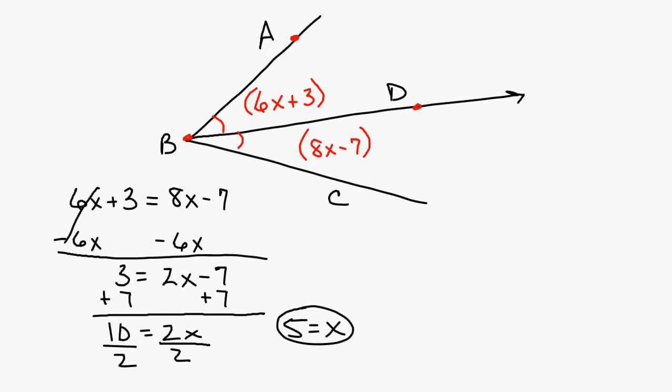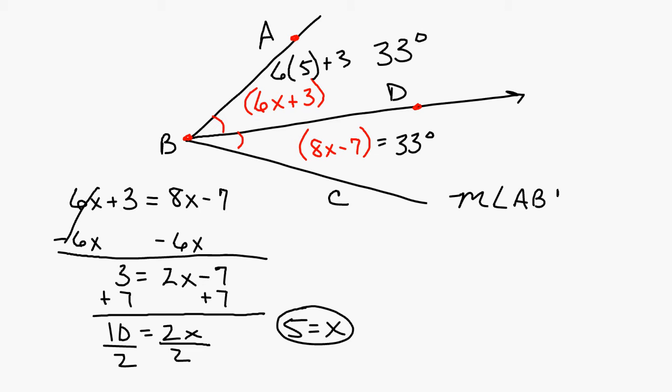If 5 is equal to x, you go back to where the x is in the expression and you substitute. So you do 6 times 5 plus 3. And 6 times 5 is 30, plus 3 is 33. So this angle is 33 degrees. If ABD is 33 degrees, what is DBC? If they're both 33 degrees, what is the measure of angle ABC? 66 degrees.